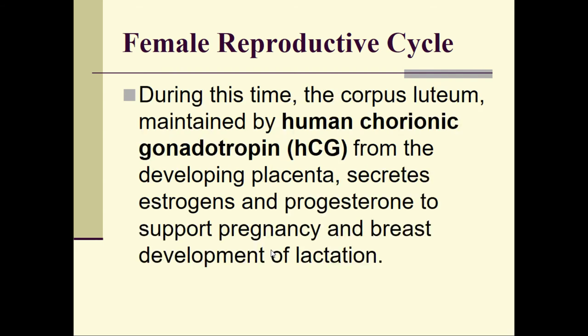During this time, the corpus luteum, maintained by the HCG hormone, or human chorionic gonadotropin, from the developing placenta, secretes estrogens and progesterones to support pregnancy and breast development for lactation. So towards the end of the pregnancy, the hormone levels are going to cause a woman's breasts to lactate, or start producing milk in preparation for a nursing baby. Let's take a minute and discuss the act of nursing a baby.